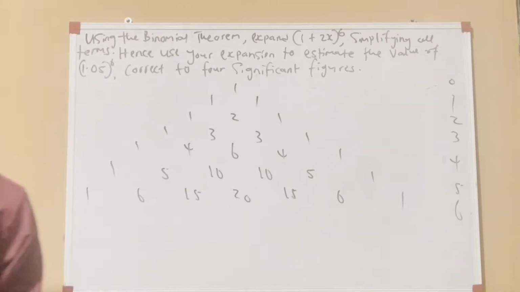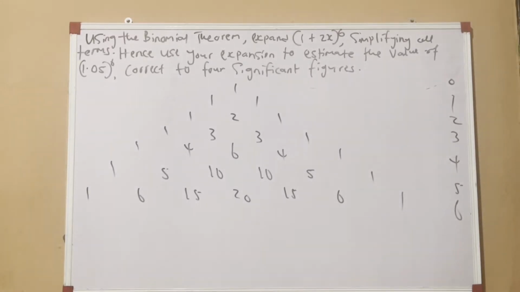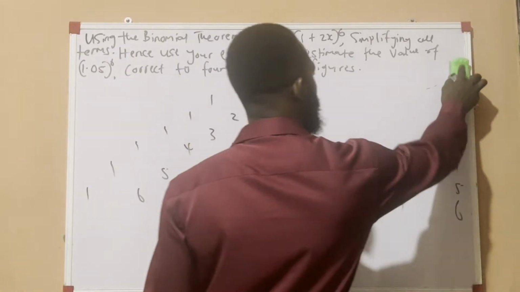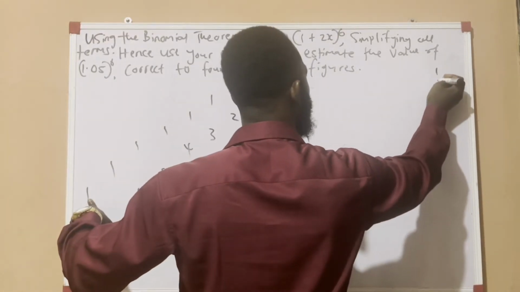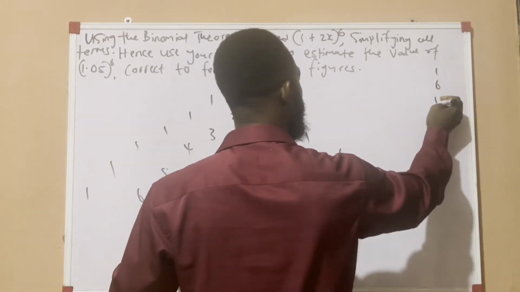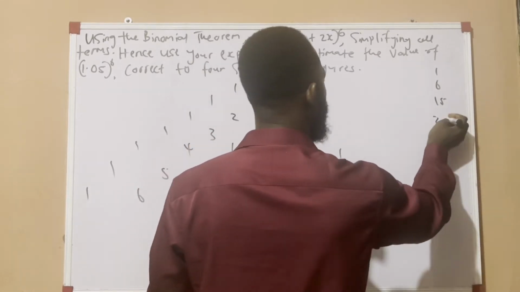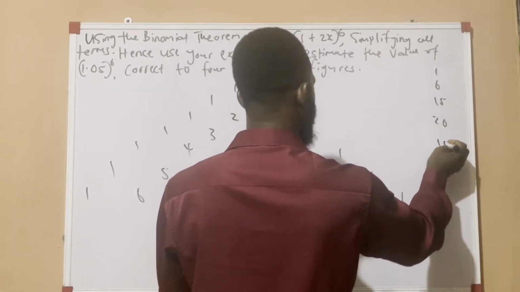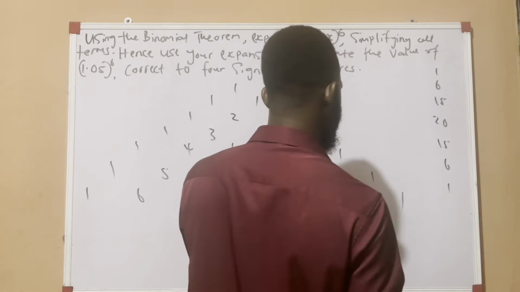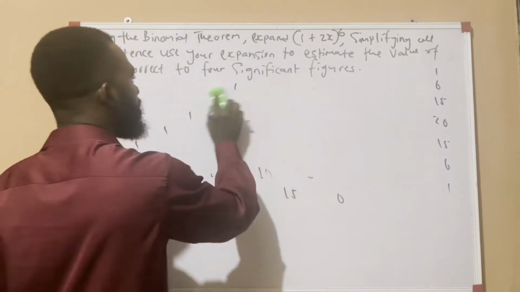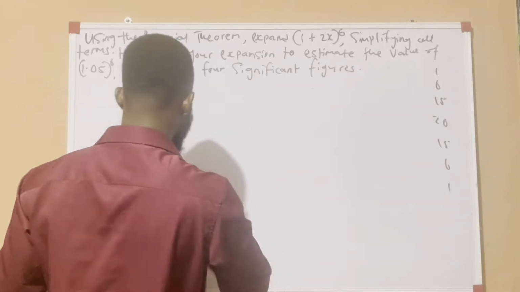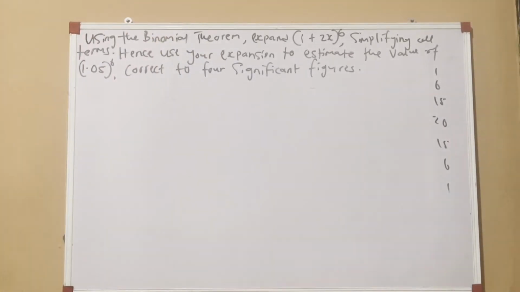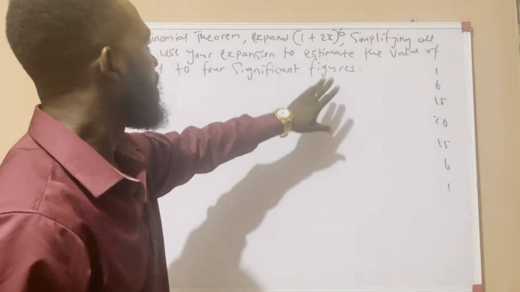So let us write it down so we don't forget. We have 1, 6, 15, 20, 15, 6, and 1. Good. Now we can erase. So we did that so we don't forget the coefficients. Good. All right. Now that we've done that, this is what we're going to do next. Let us begin the math.